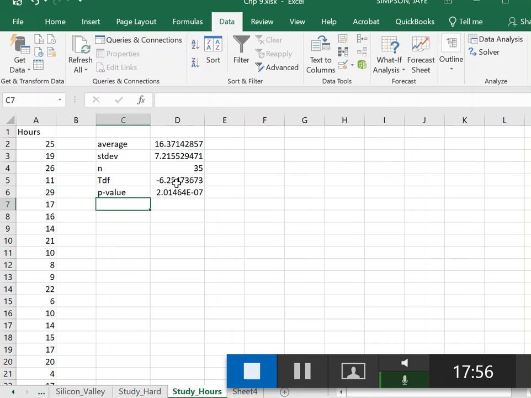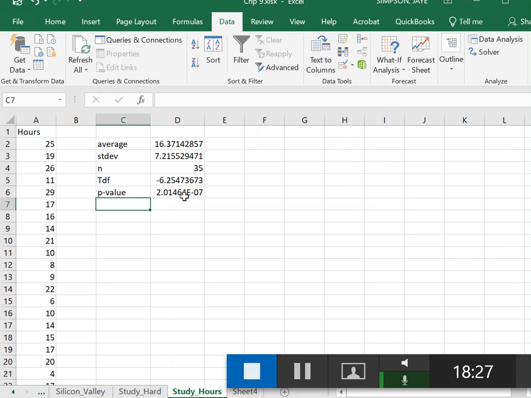And then I press enter. Now, notice I get 2.01 blah, blah, blah, but it's written in scientific notation. It's 2e to the negative 7, which means you've got to move that decimal place 7 places to the left. You've got 7 zeros before we get to that 2. So this is an exceptionally small number. So it is most definitely less than 0.05.